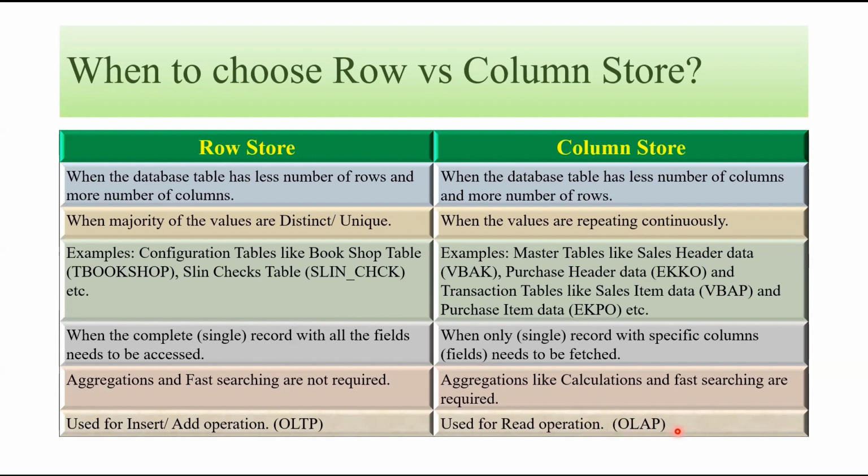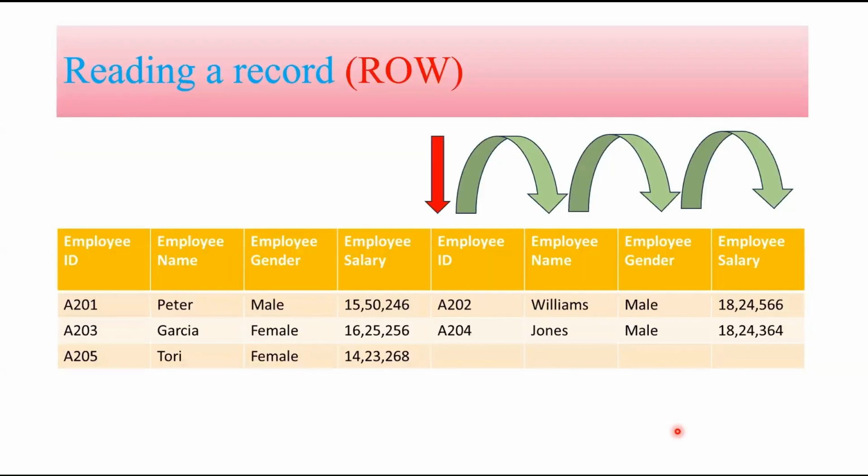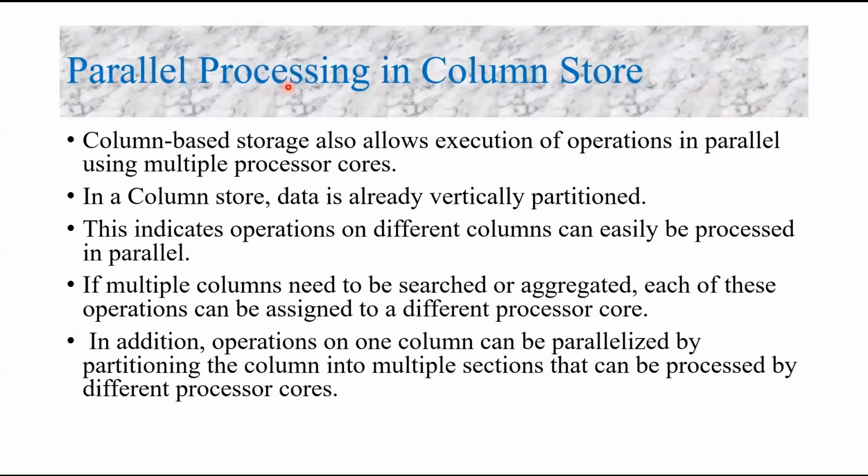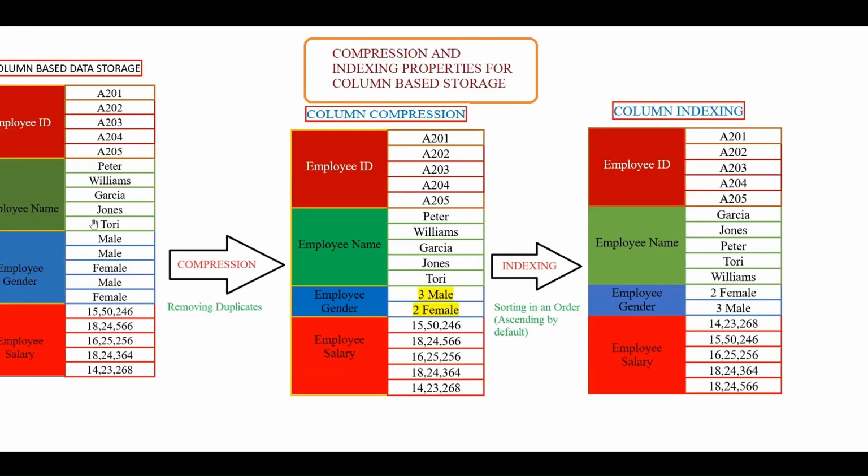And there is one important feature in column store, that is parallel processing. In case of column-based storage, multiple operations can be done on a single database table using multiple processor cores. Also, if multiple columns need to be aggregated, this method helps by saving a lot of time. For example, in this table, we have seen one column operation done on the employee gender column, right? Similarly, if there is any repeating data in any of the columns, that will also be done parallelly by assigning it to another processor core.